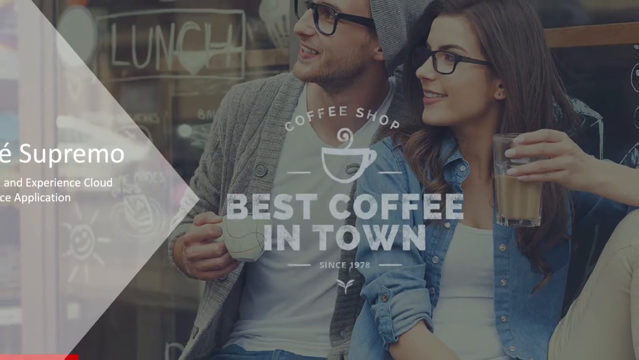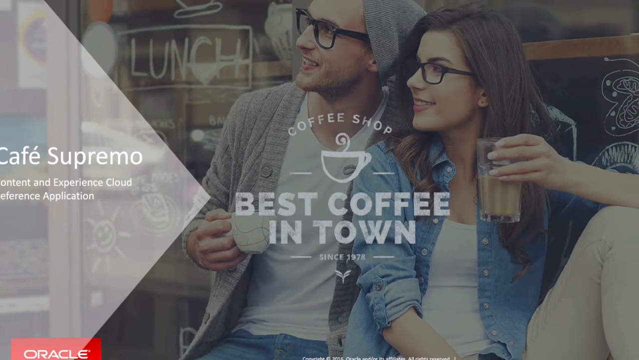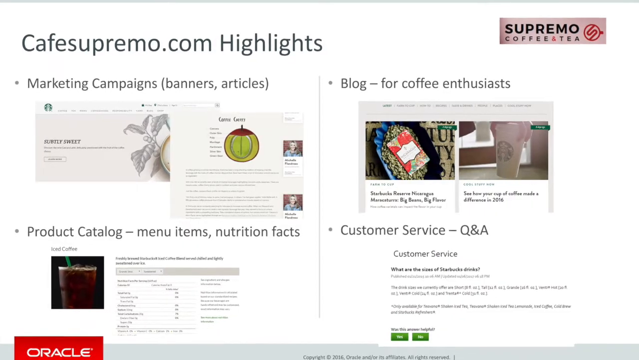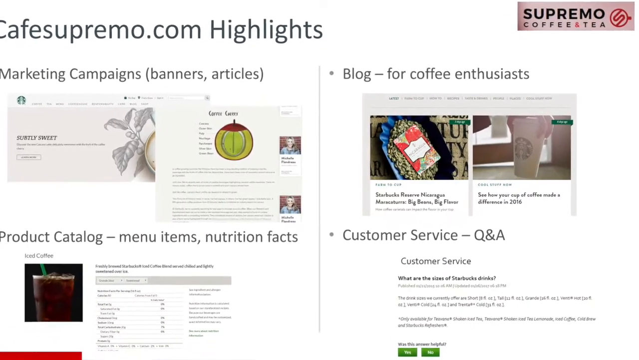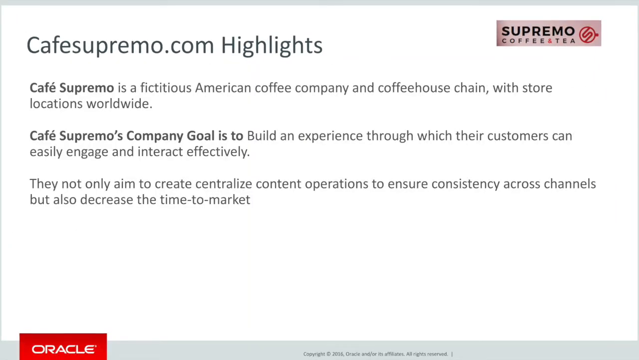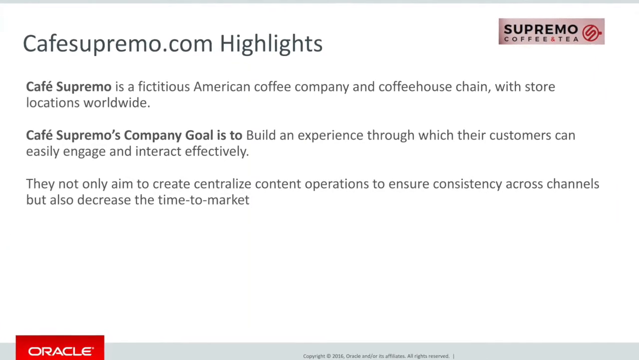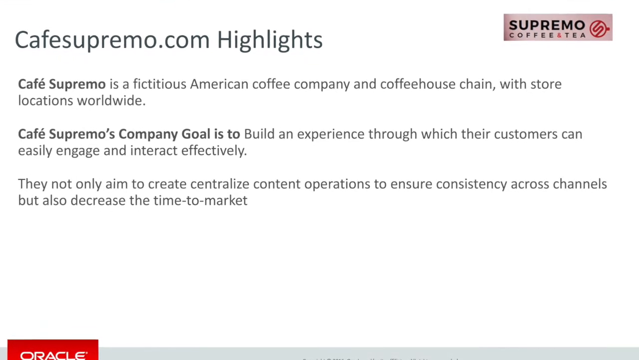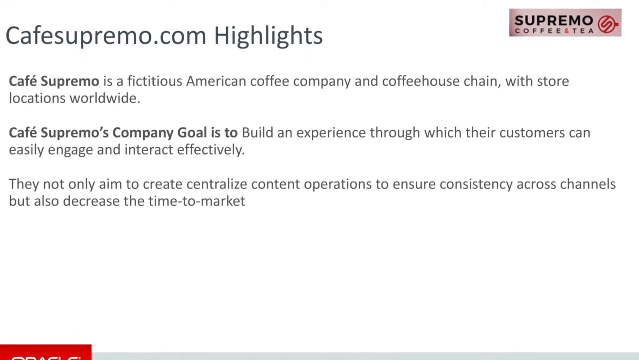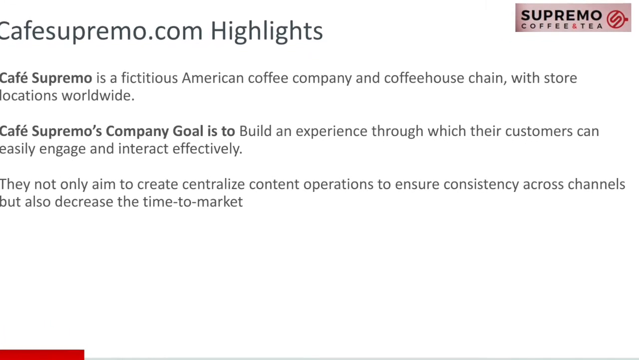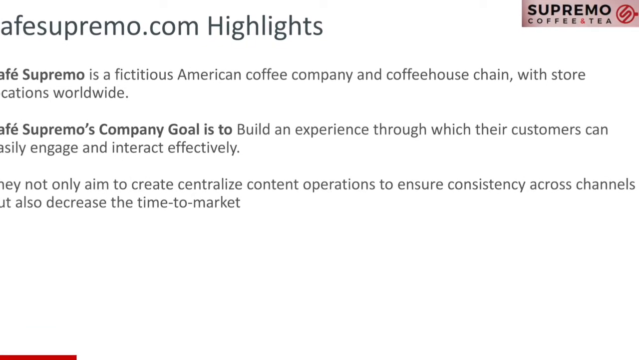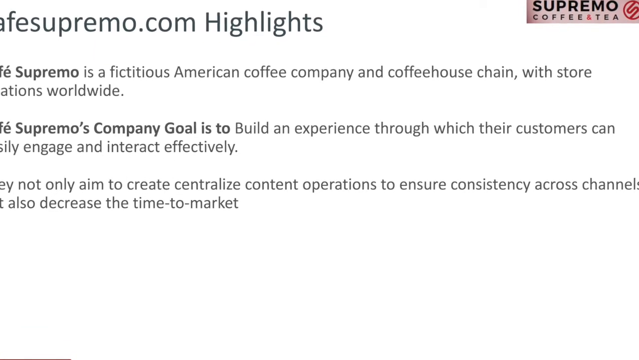Cafe Supremo is a fictitious American coffee company and a coffee house chain with store locations worldwide. Cafe Supremo's company goal is to build an experience through which their customers can easily engage and interact effectively. They not only aim to create centralized content operations to ensure consistency across channels, but also decrease their time to market.